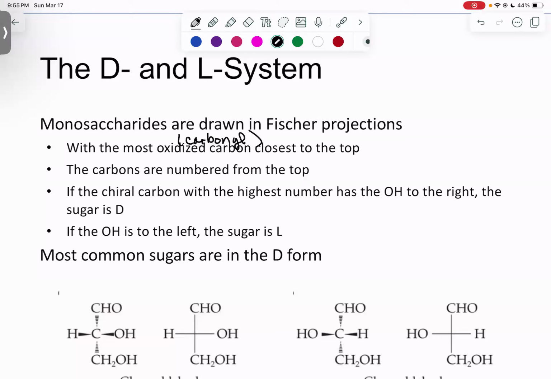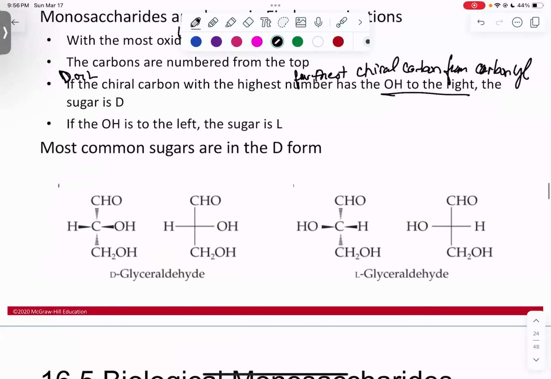Then if you want to know if it's D or L, look at the chiral carbon with the highest number, the farthest chiral carbon from the carbonyl. If the OH is on the right, it's a D. If the OH is on the left, it's an L. Most of the sugars, like we said earlier, are in the D form, because our enzymes are designed to handle the D form and D form only.